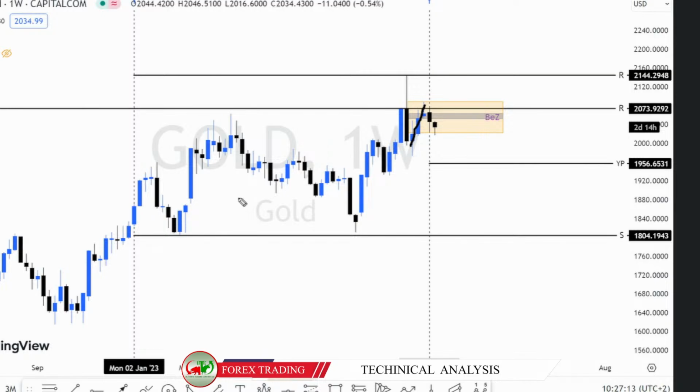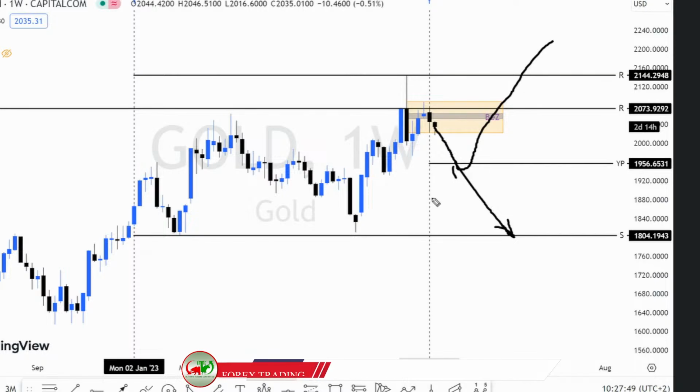I think if gold is making a new higher high, it will at least come to test this yearly pivot around 1956.6. Maybe that is where we could see the beginning of a new impulsive move. Otherwise, it could even continue pushing lower. So gold could continue to be in a range for this year, but no one can predict the market, of course. We will be watching the price action.